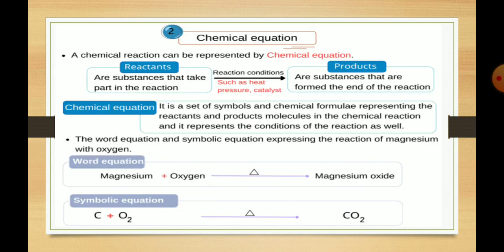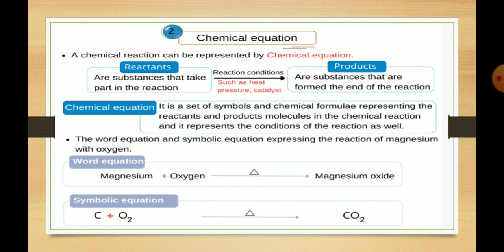And now we're going to talk about the chemical equations. So we have two parts. First, the reactants and the products. The reactants are substances that take part in the reactions, and the products are substances that are formed at the end of the reaction.